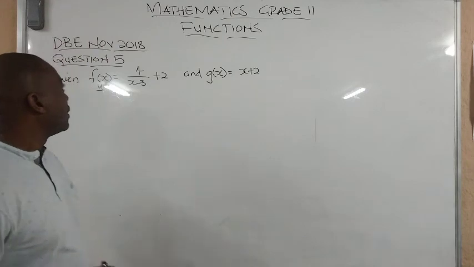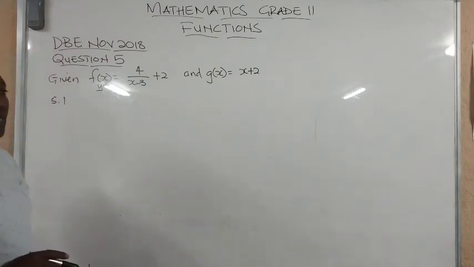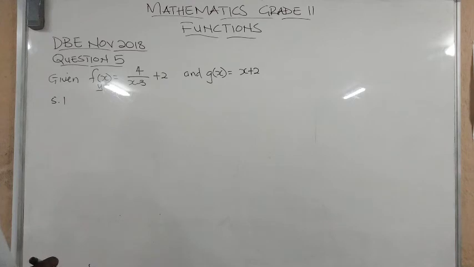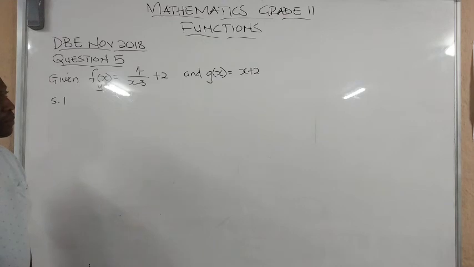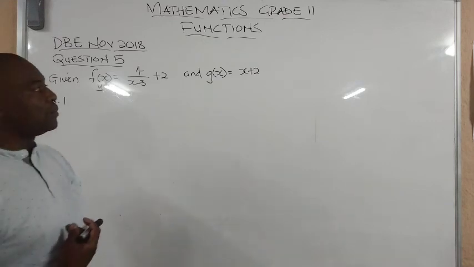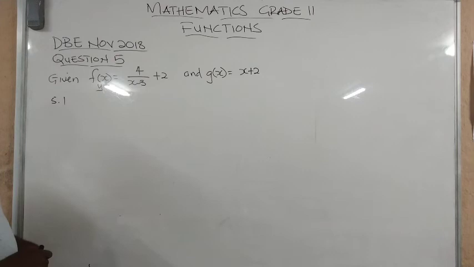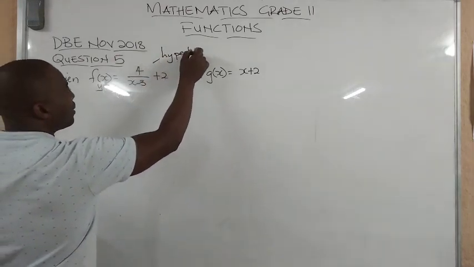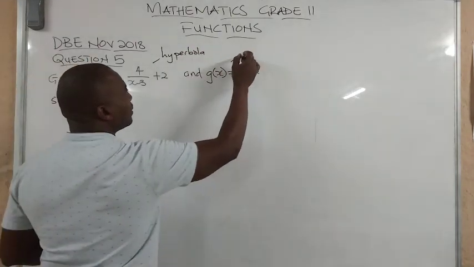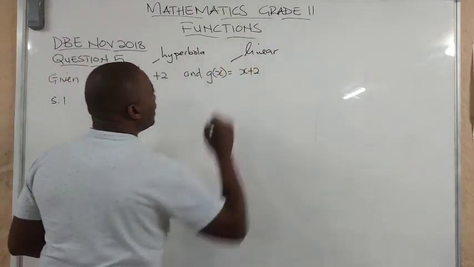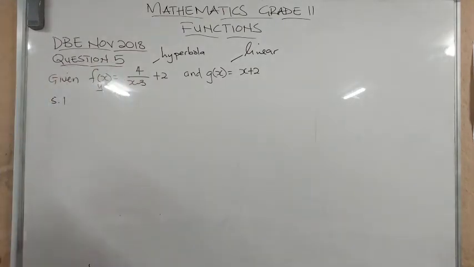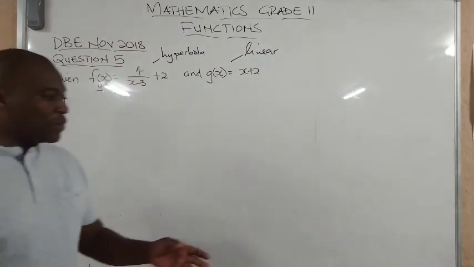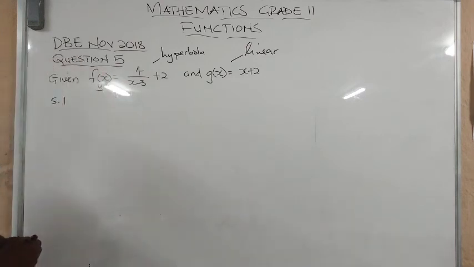We are going to look at November 2018 question 5, in which you are given f of x, which is 4 over x minus 3 plus 2, and g of x, which is equal to x plus 2. So here we can notice that we have a hyperbola and a linear function. Now 5.1, you are asked to write down the equations of the asymptotes of f.